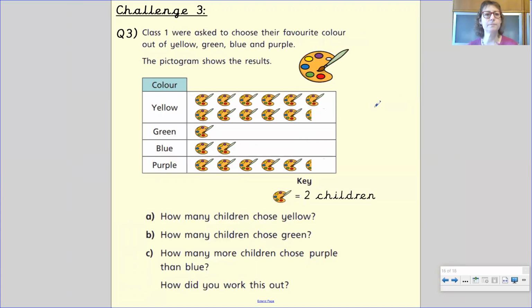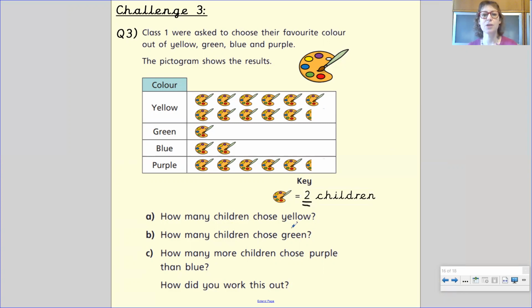Challenge 3. Class 1 were asked to choose their favourite colour out of yellow, green, blue and purple. Gaudi class would have a lot of problems with that because there's no silver or gold there. And the pictogram shows the results. So you need to be really careful because with the yellow, it goes on to 2 lines. So all of those and all of those. So be really careful when you're counting. And here, remember to look at the key.